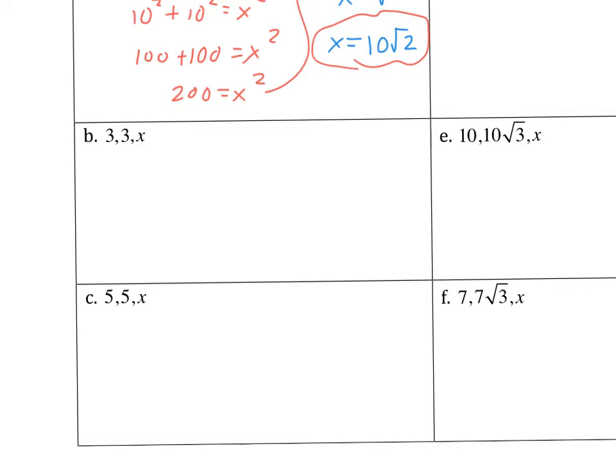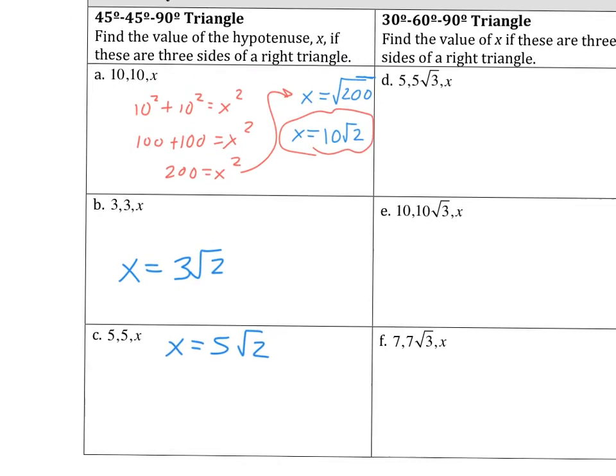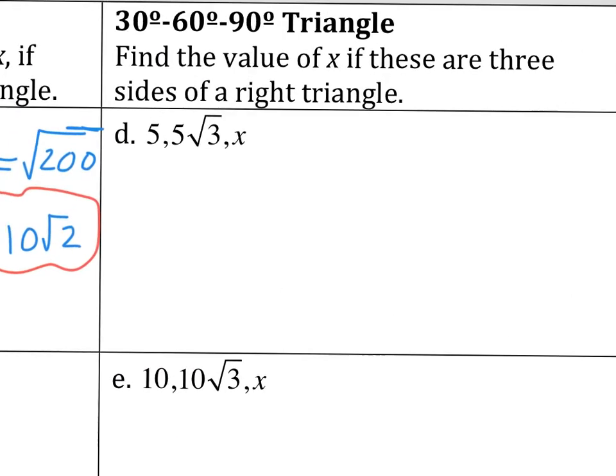Just to check your work on this one here, after you simplified this one, you get 3 radical 2. And after you simplify this one, you get 5 radical 2. And what pattern starts to emerge? All right, so let's follow through with D now and look for a separate pattern here.